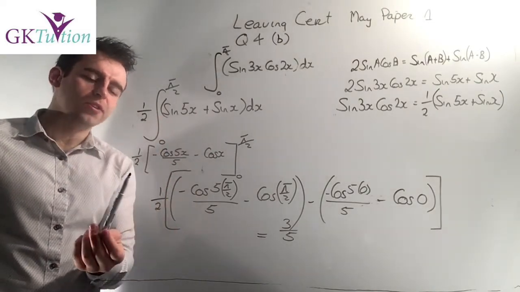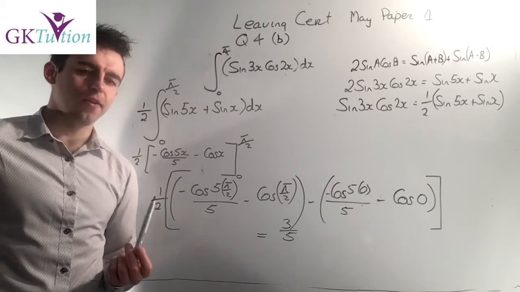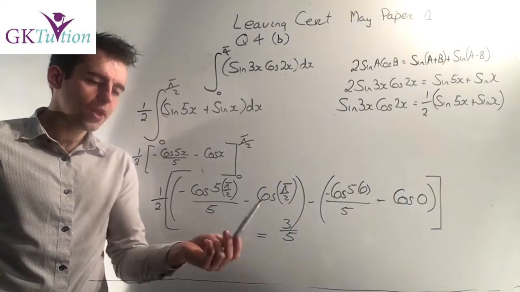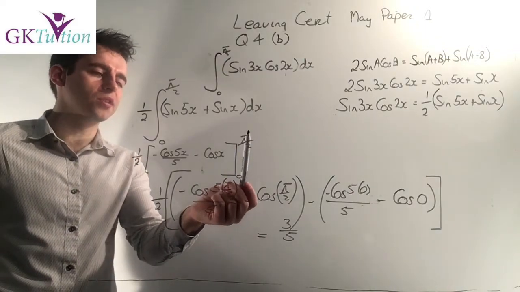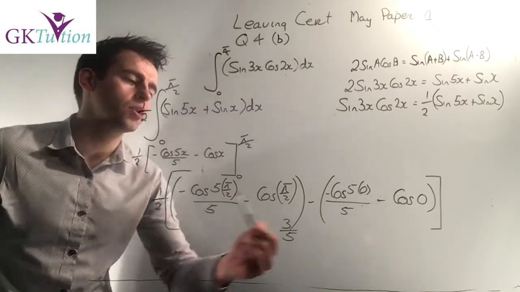So I leave my half outside, and the integral of sine 5x is minus cos 5x divided by 5. The integral of sine x is just minus cos x. Then all I have to do is apply my limits. I sub in pi over 2 first, and then I sub in a 0. And it's a half times all of that.